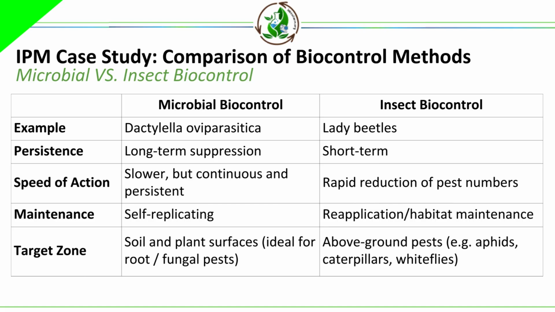To close, think about this. Given a specific crop and pest scenario, which method would you choose? Microbial biocontrol, insect biocontrol, or a combination of both? And why? Let's pause here briefly to discuss, and then we'll share out.